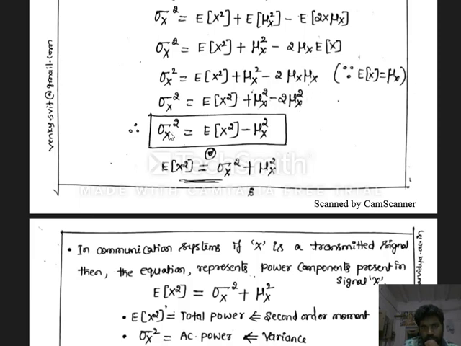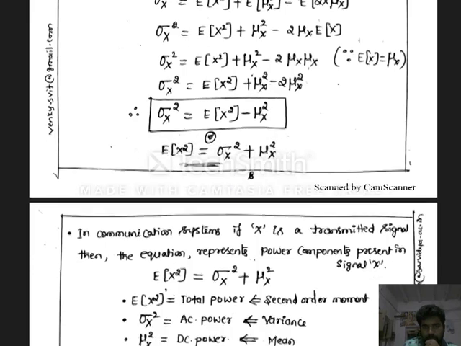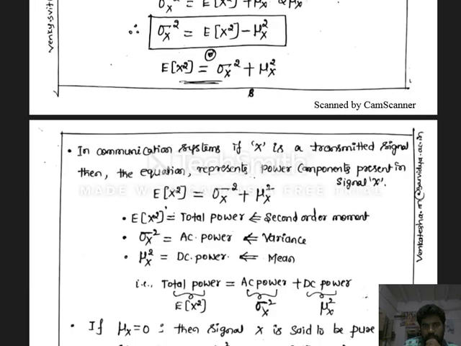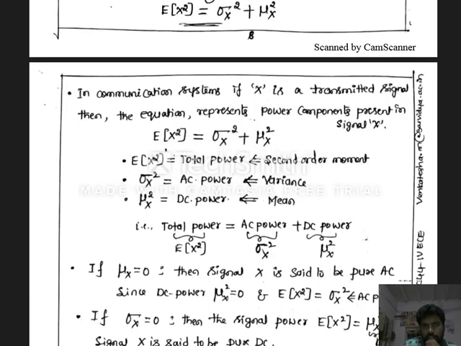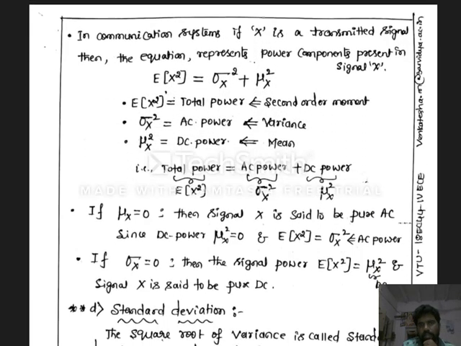Therefore, finally we get the variance of the random variable x equal to the second order moment minus the mean square value. Or we can also write this equation as E of x square equal to sigma x square plus mu x whole square. Now let us understand the actual meaning of this relation in terms of electronics and communication systems.